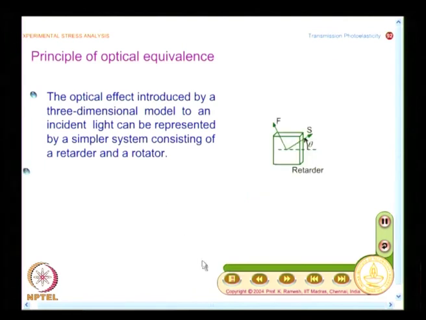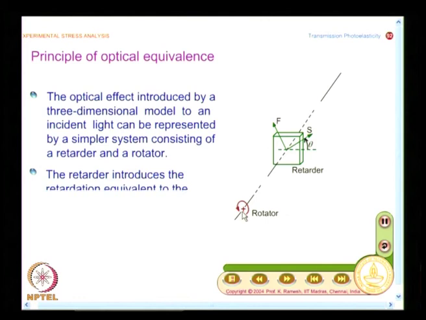And you see what it is that we are doing. I am putting a retarder and I am putting a rotator, and let us see what happens. You observe the animation now. Let us see what happens when the incident light hits the retarder, what happens after the retarder, and how it behaves after the rotator. Just observe the animation now.